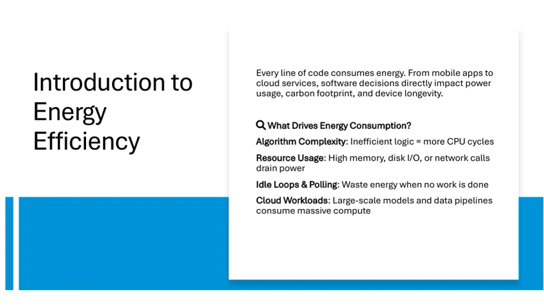Then, we have idle loops and polling. Sometimes, software keeps checking for updates or events when no work actually needs to be done. That's energy waste, because the device is doing unnecessary work. Finally, cloud workloads. Large-scale models or data pipelines can require massive amounts of compute power. This means a lot of energy is used to process and transfer data at scale. So, understanding these factors is crucial for making our software more energy efficient. It's about making smarter choices to reduce unnecessary energy consumption across all these areas.